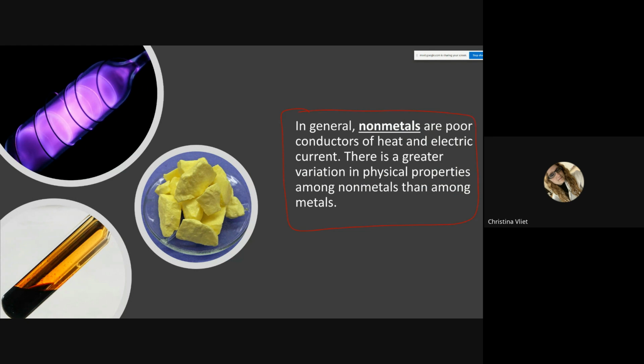A discussion for later in the year. In general, this is what nonmetals are. What you need to know about nonmetals for now is simply that they do not conduct electricity well at all. There is a very, very notable exception we're going to learn about, not yet, but we will. Nonmetals are poor conductors of heat and electricity. They are known as insulators.